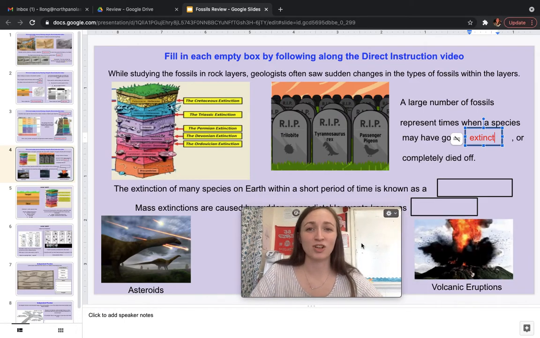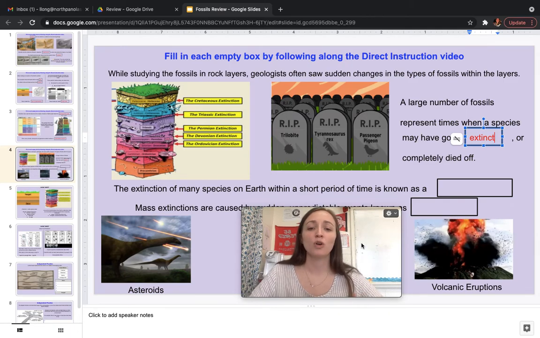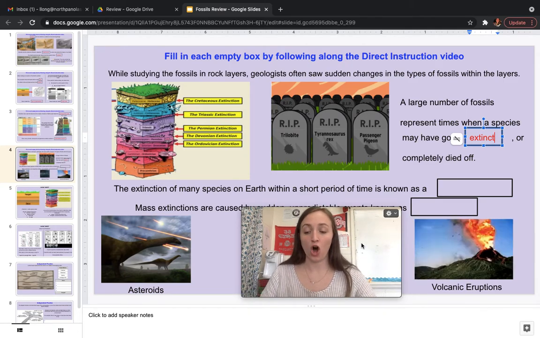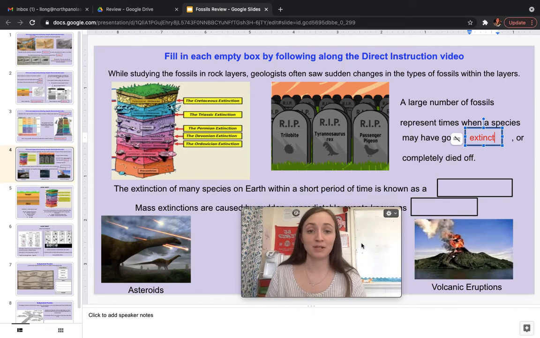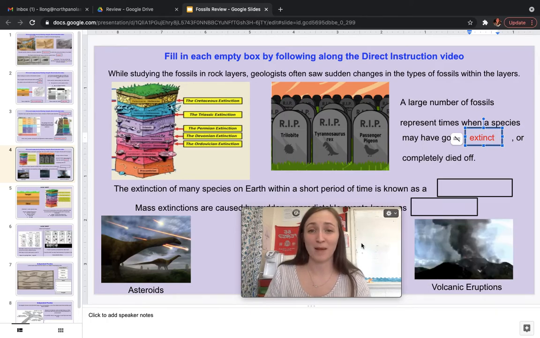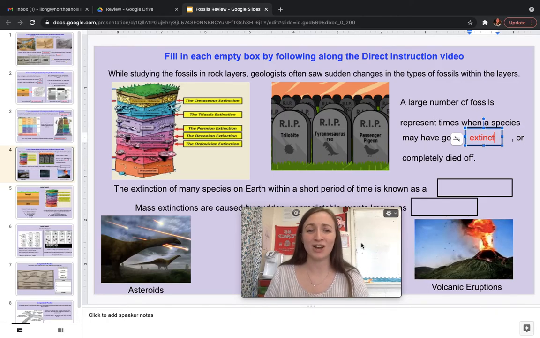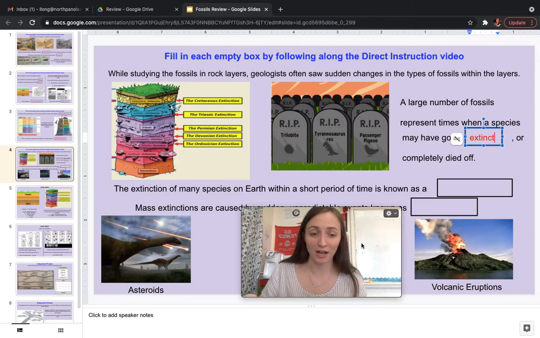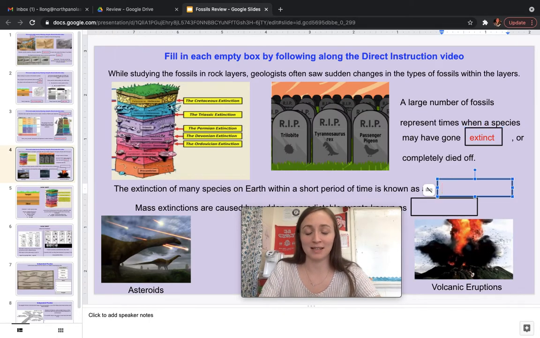Now we have these things called mass extinctions. A mass extinction is when all at once something happens causing multiple species to die out. So not just dinosaurs, maybe a certain type of bird and then a bunch of types of plants. They all completely died all at once. Kind of scary. So that is what we call a mass extinction.